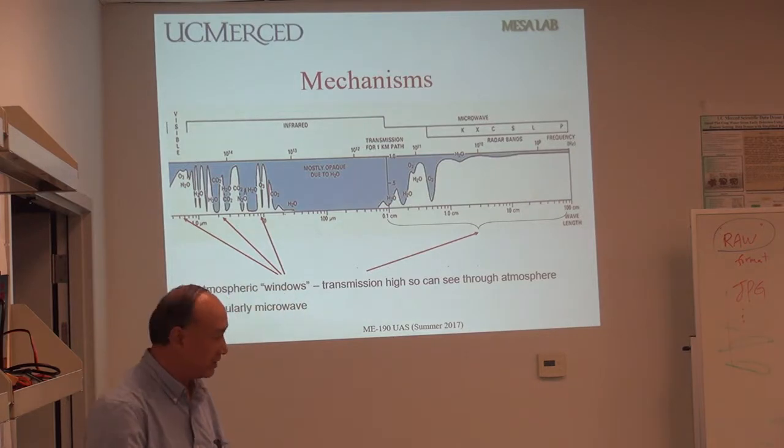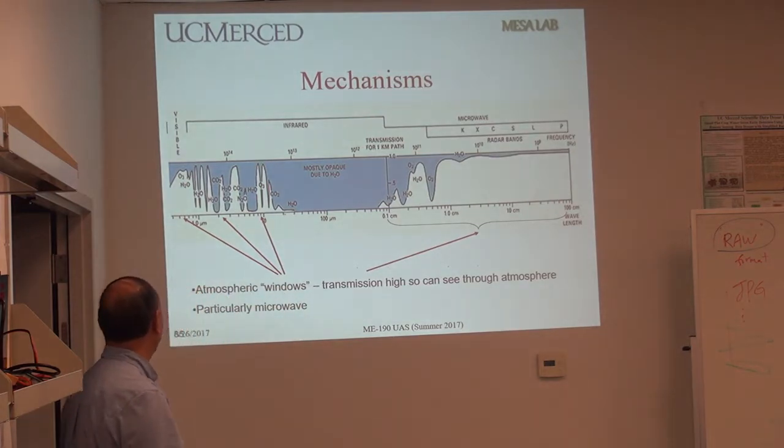So this one also shows you what is called the atmospheric window. The transmission is high, so you can see through the atmosphere. Those are windows. They're mostly opaque because of the water, okay?